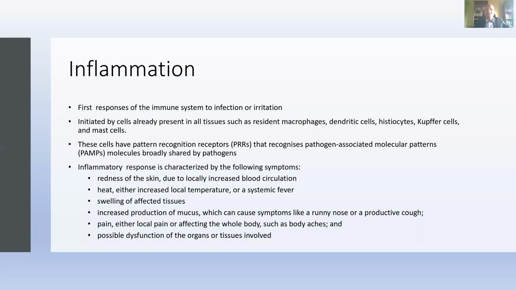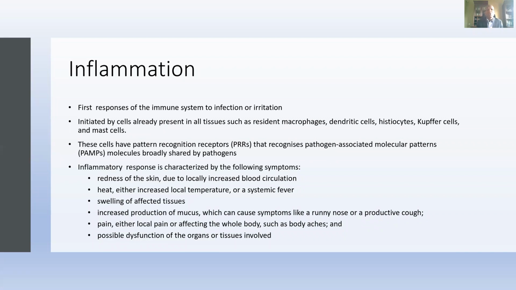So the PRRs will recognize PAMPs, and after that, the cells are mobilized. Now, if it's dead tissue, there are different things the PRR will recognize. They're actually called DAMPs, or damage associated molecular patterns. So there's DAMP and PAMP, and both of them are recognized by the PRR.